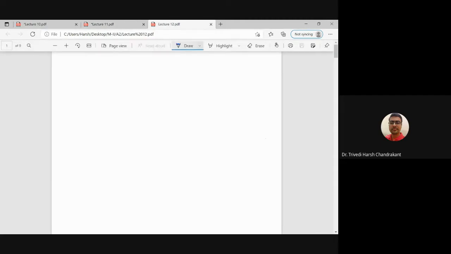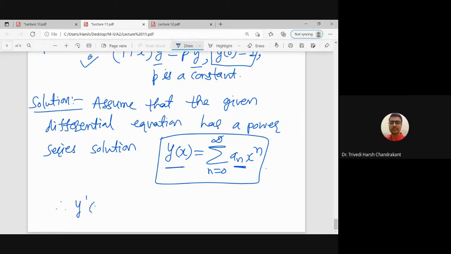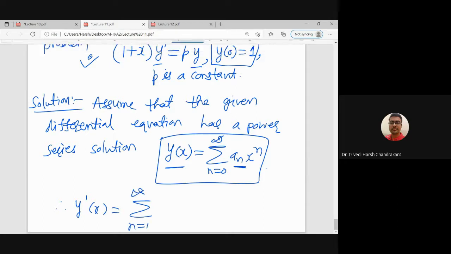So let us solve this. So first thing, we need to substitute y and y dash here. So y we know, what is y dash? We already found y dash. y dash is summation n equals 1 to infinity n an x power n minus 1, right?